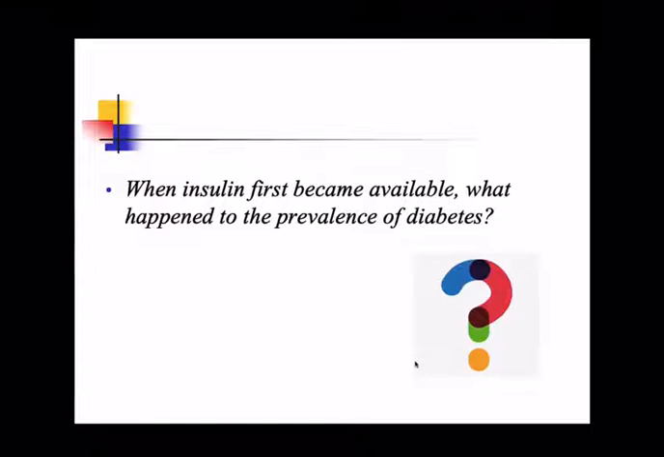For example, when insulin first became available, what happened to the prevalence of diabetes? The prevalence increased because diabetes was not cured, but was only controlled. Many patients with diabetes who formerly would have died now survived. Therefore, the prevalence increased.